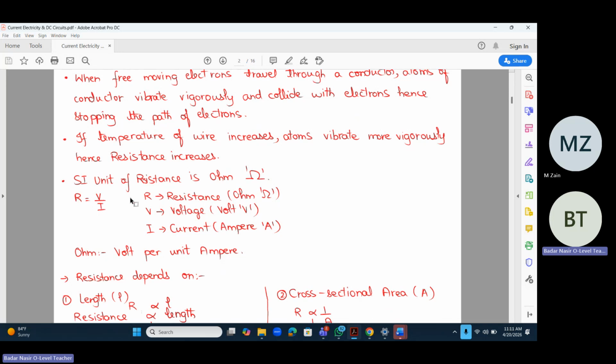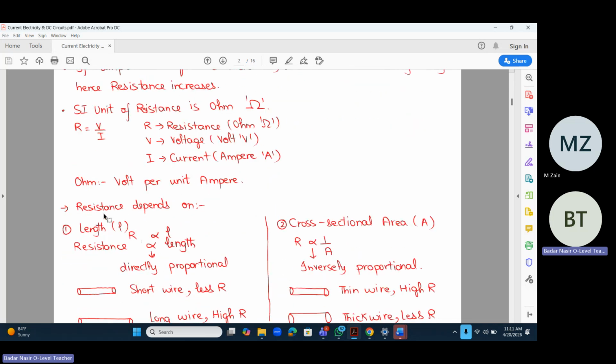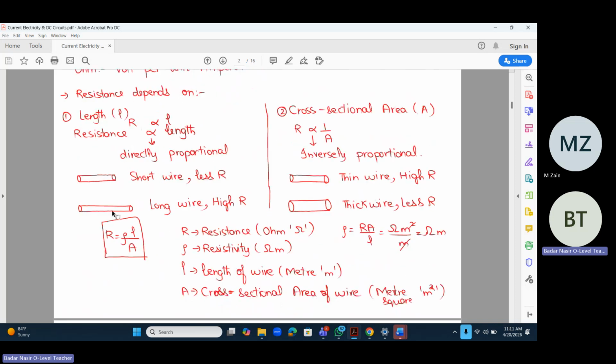Ohm is defined as volt per unit ampere. So ohm की definition बहुत frequently पूछता है 1 mark की. So it's volt per unit ampere. The resistance depends on which two factors? Length and the cross-sectional area of the wire.